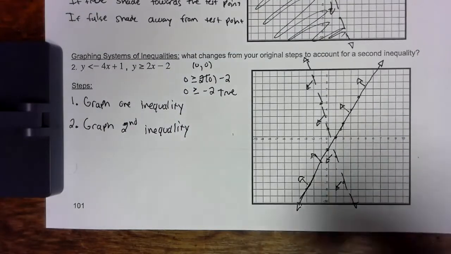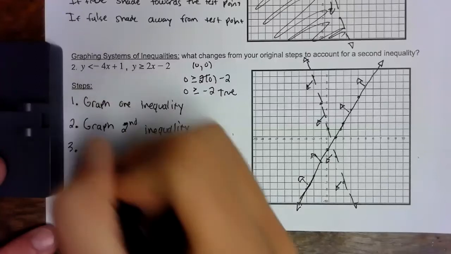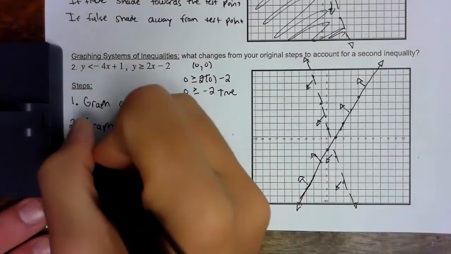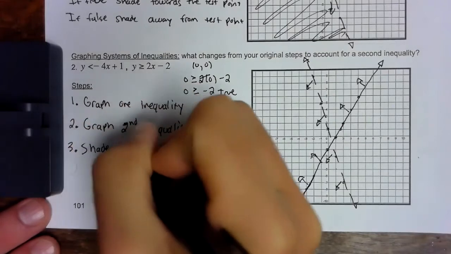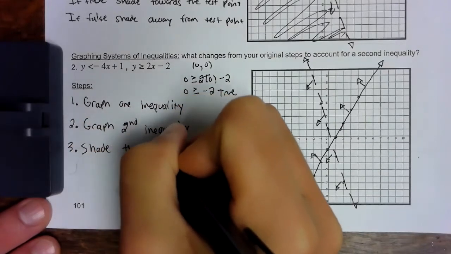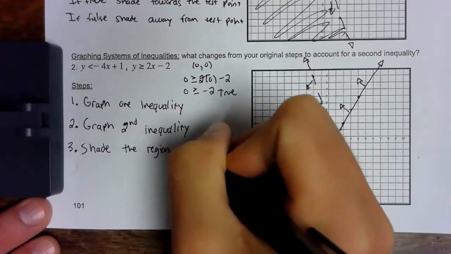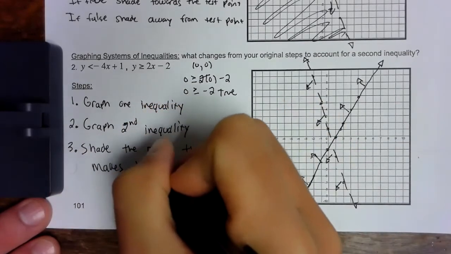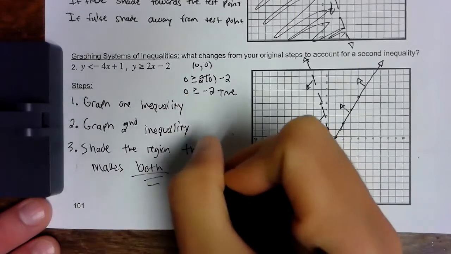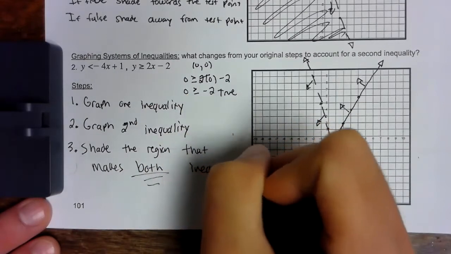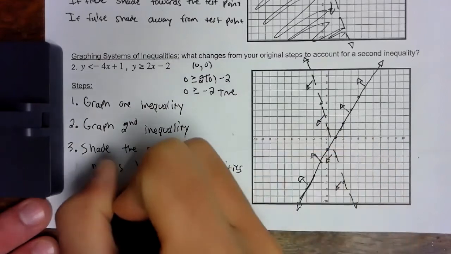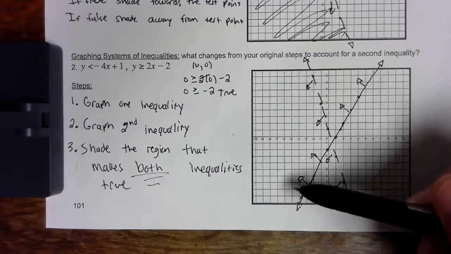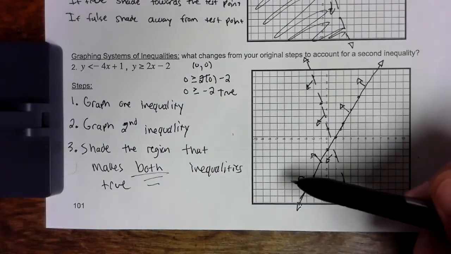Now, the biggest difference with systems of inequalities, we want to shade just the one region that makes both inequalities true. Now, the reason we drew our arrows is it helps us find where both inequalities are true.